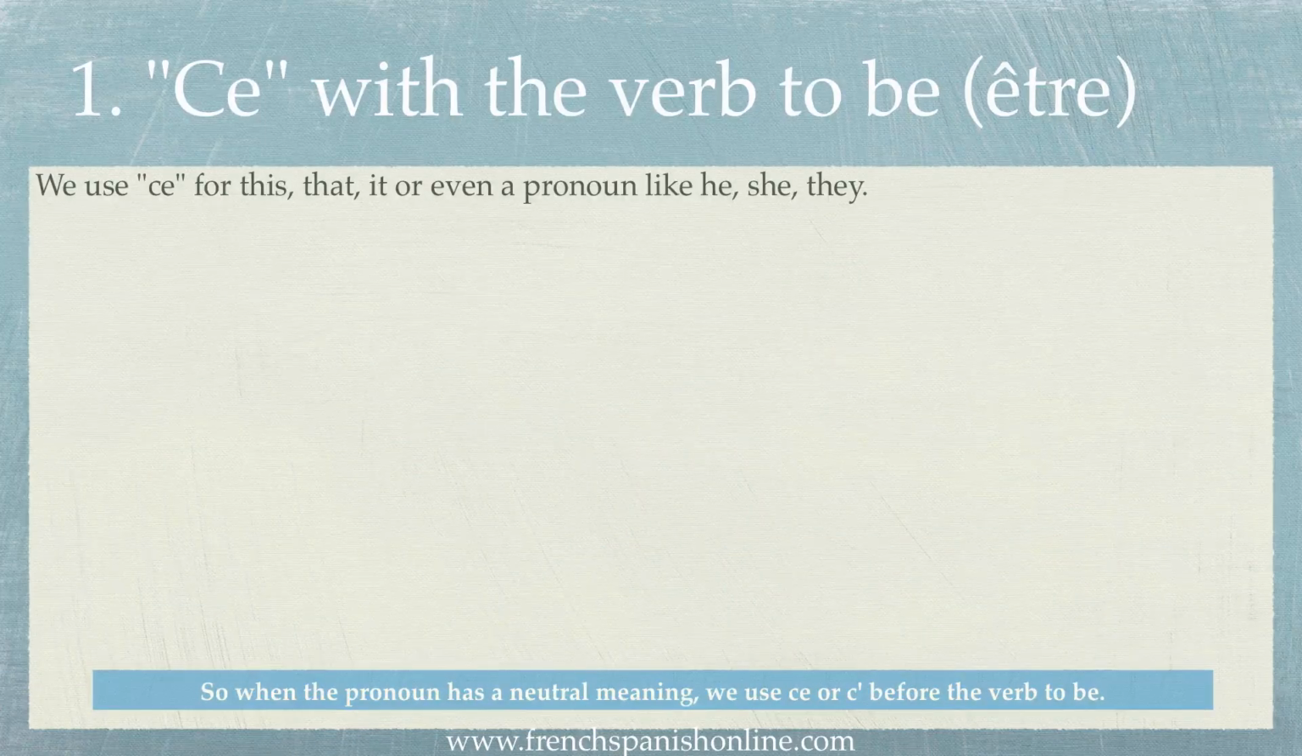So, when the pronoun has a neutral meaning, we use ce or c apostrophe before the verb to be in French. We need a neutral meaning.